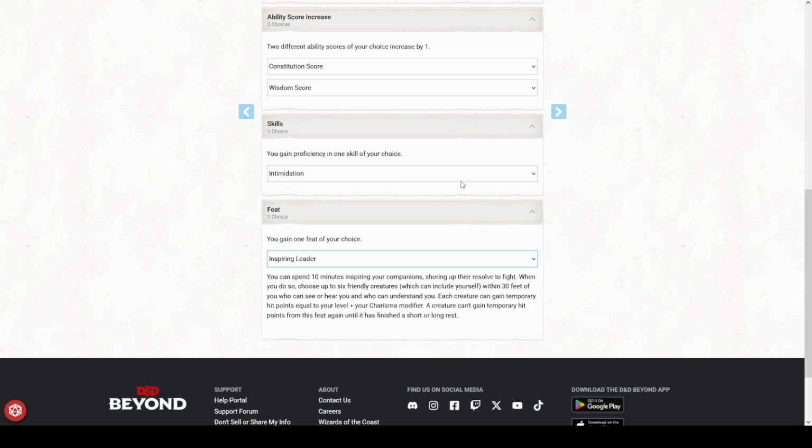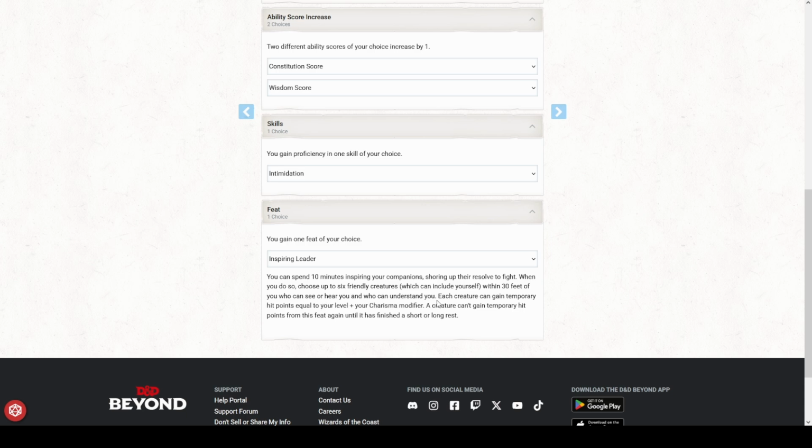We'll go with inspiring leader. You can spend 10 minutes making an inspiring speech, shoring up their resolve to fight. When you do so, choose up to 6 friendly creatures, which you can include yourself, within 30 feet of you, which you can see and/or can hear you and must understand you. Each creature gains temporary hit points equal to your level plus your charisma modifier.